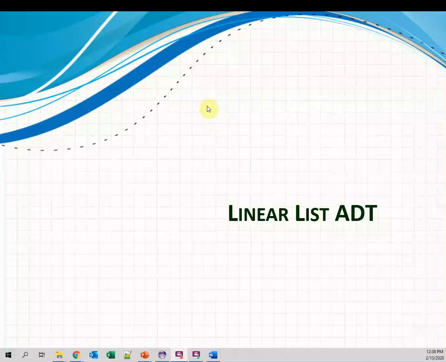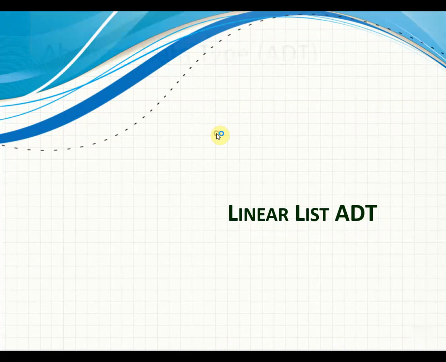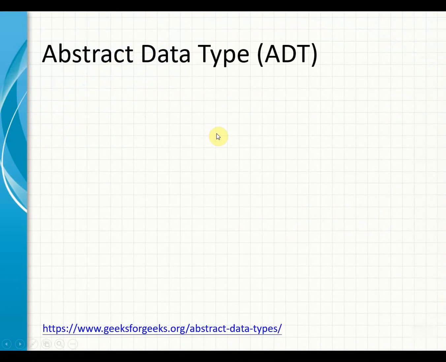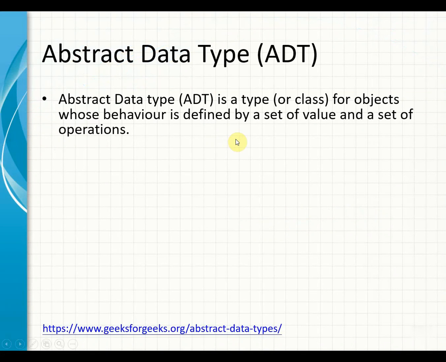In this section, we will talk about LinearList ADT. What is ADT? It is abstract data type. It is a very important concept in data structure because the idea is that it is a type or class of objects whose behavior is defined by a set of values and a set of operations.